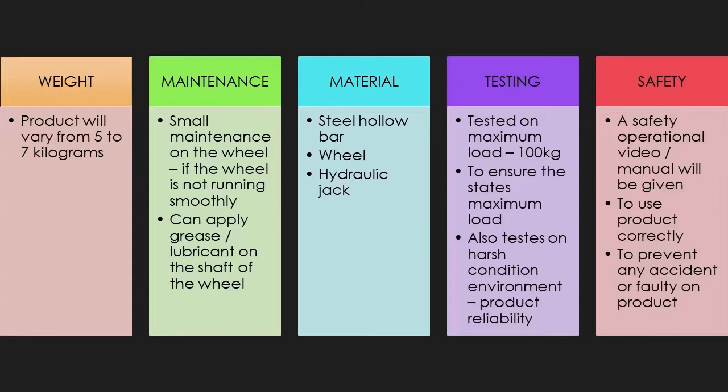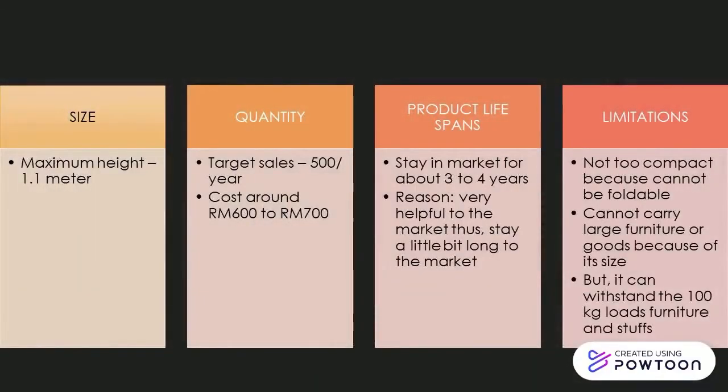Material, steel hollow bar. Wheel, hydraulic jack. Testing, test on maximum load, which is 100 kg. Safety, a safety operational video will be given. For the size, our maximum height is 1.1 meter. Quantity, our target sales 500 per year. Product lifespan, stay in market for about 3 to 4 years. And last but not least, limitation, not too compact because it cannot be foldable.